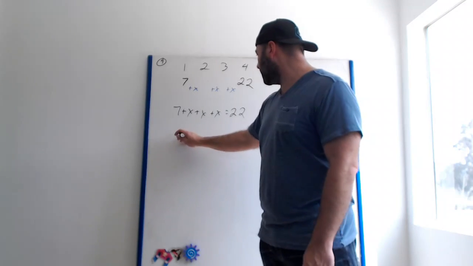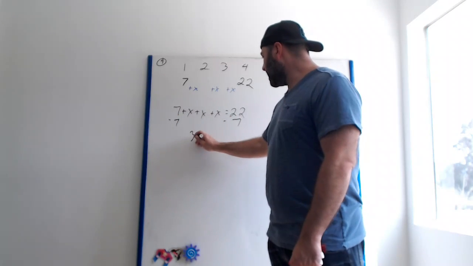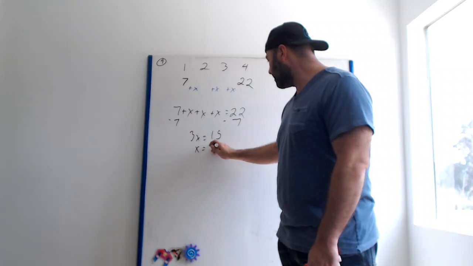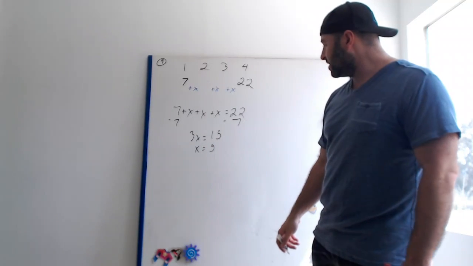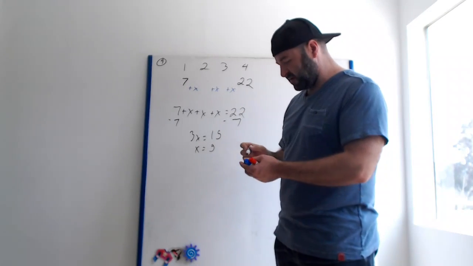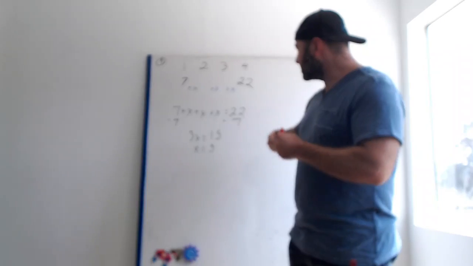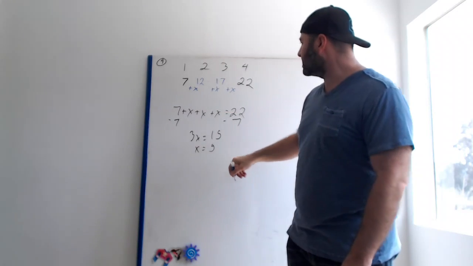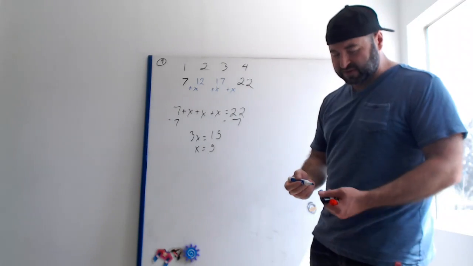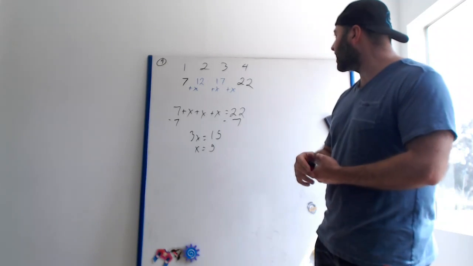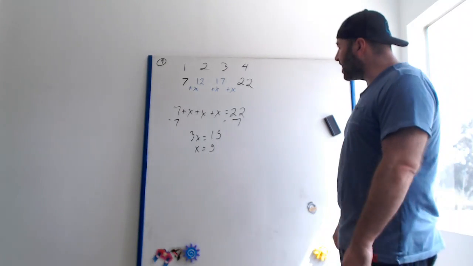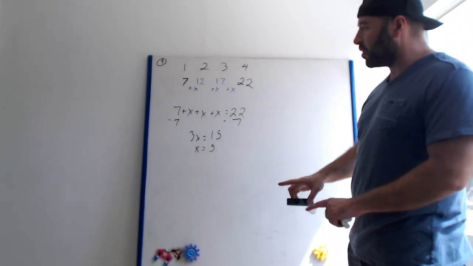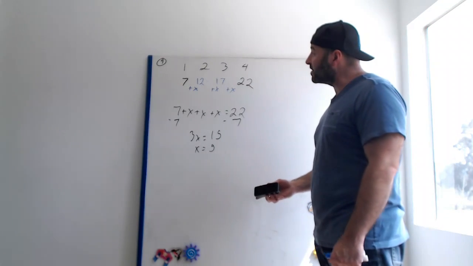So now we end up with 3x is equal to 15, x is equal to 5, and then that should work. 7 plus 5 is 12. 12 plus 5 is 17. 17 plus 5 gives me my 22. So, sorry, that was my error. Caught it a little bit too late before I explained everything, but hopefully you understand what my error was and how I corrected my error.